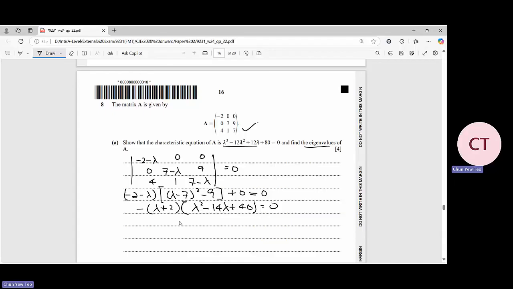Then you expand further, and the negative can be cancelled because it is equal to 0. So you will have lambda cubed minus 14 lambda squared plus 40 lambda plus 2 lambda squared minus 28 lambda plus 80 equal to 0. So you get lambda cubed minus 12 lambda squared plus 12 lambda plus 80 equal to 0, shown.